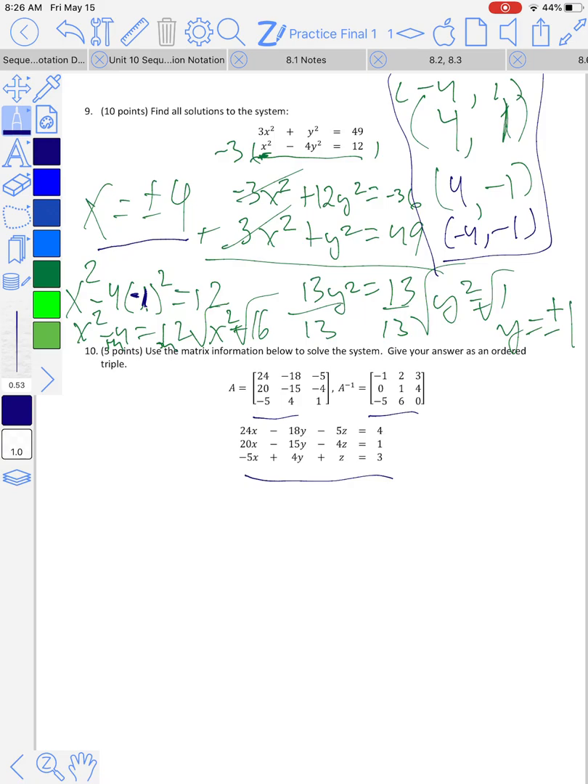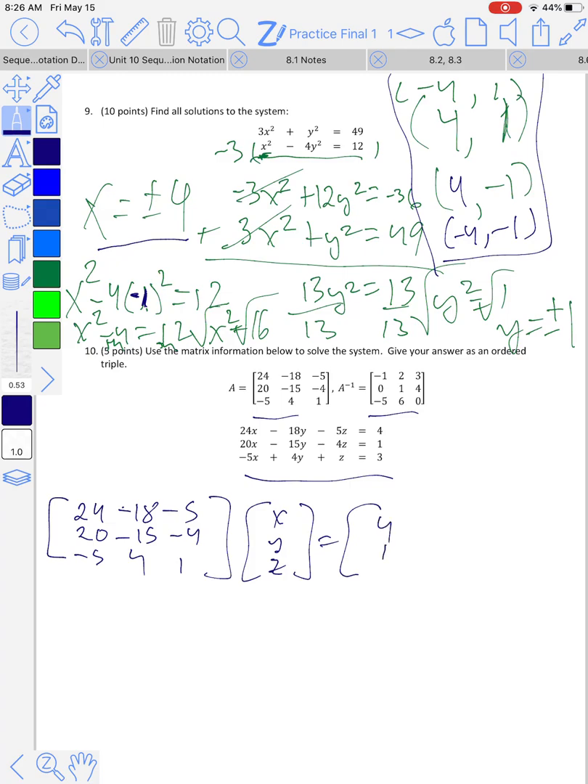Okay, so if you set up a matrix equation, it would look something like this. 24, -18, -5, 20, -15, -4, -5, 4, 1, times x, y, z equals 4, 1, 3. Call this A, call this x, call this B. The way we get rid of A is we multiply by its inverse. And what I do to one side of the equal sign, I have to do to the other. So really all I have to do is take the inverse times B. They give me the inverse.